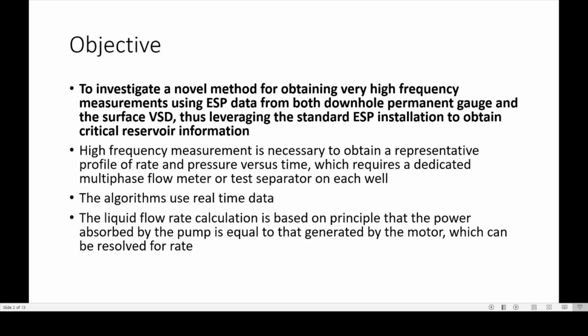The liquid flow rate calculation is based on the principle that the power absorbed by the pump is equal to that generated by the motor, which can then be resolved for rate.